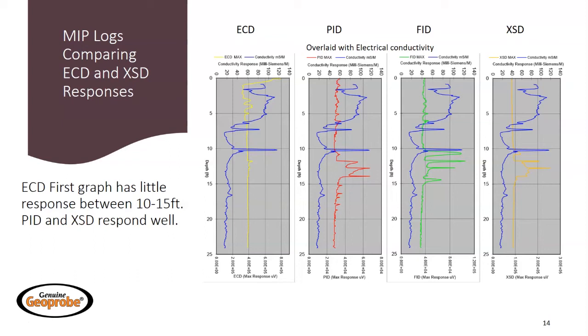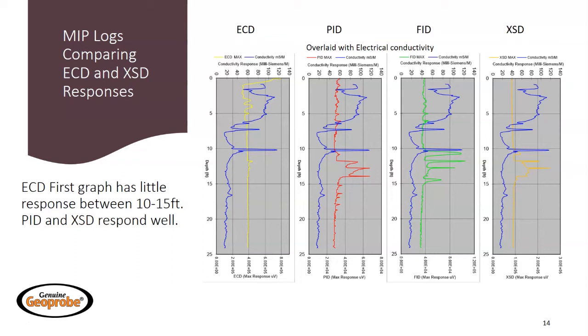Please remember that MIP logs using multiple detectors allow us to differentiate compound families but not speciate into specific analytes and concentrations. For that information, soil or groundwater samples from targeted depths based on the MIP results would need to be taken for lab analysis.